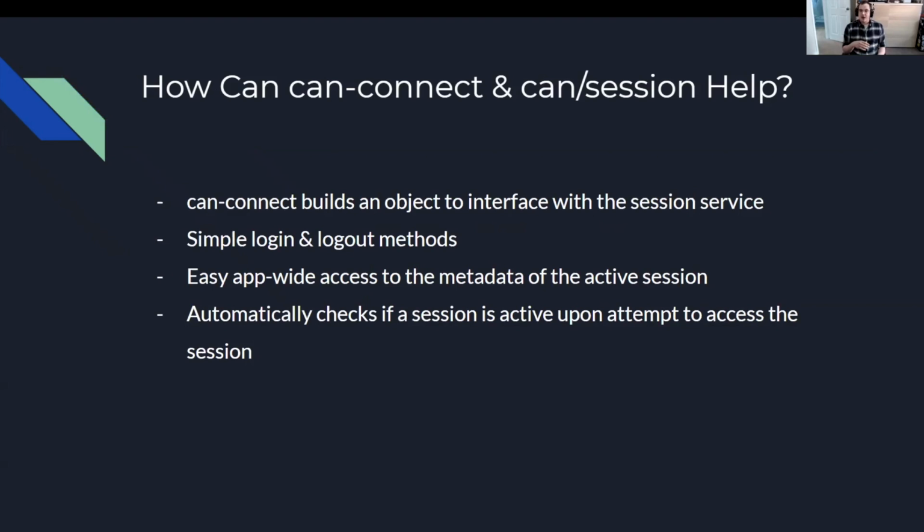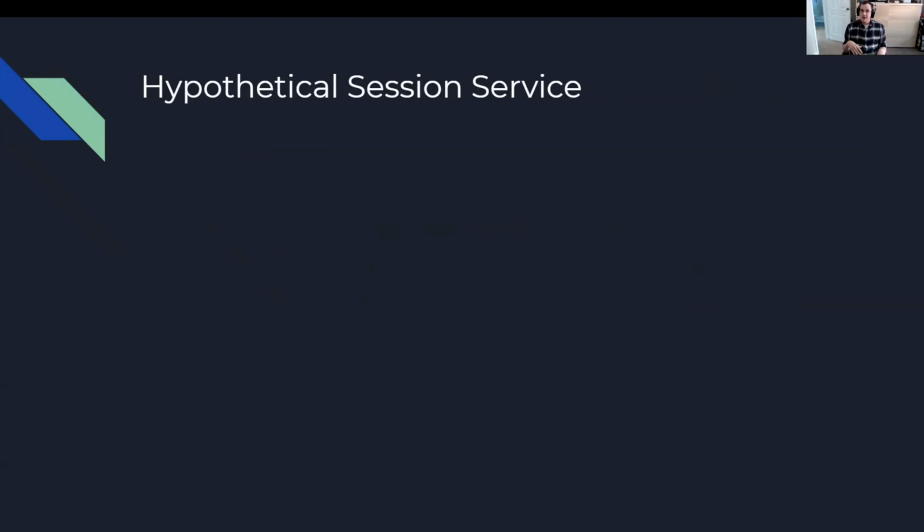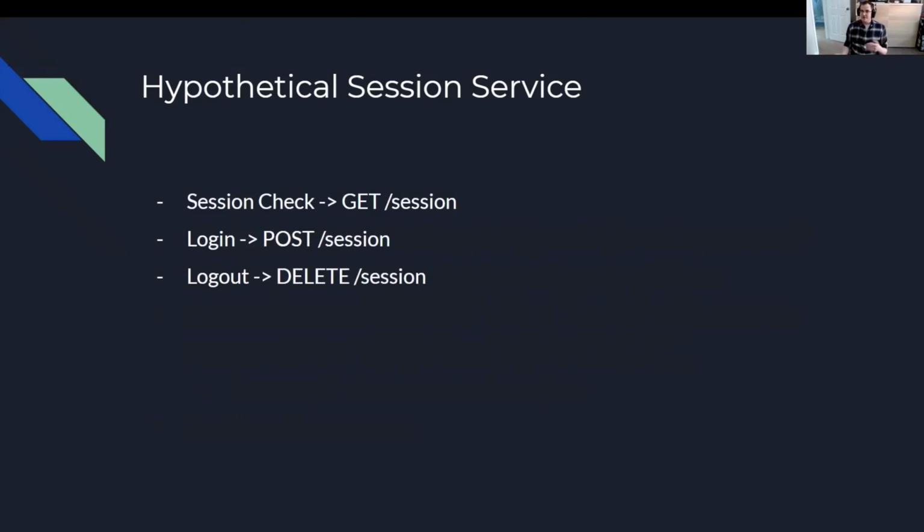So let's take a quick look at what requests to a session service might look like. Of course, what I'm going to show here is hypothetical. Your session services might not look exactly like what I show here. That's fine. Can session can be configured to work with most any collection of endpoints. You'll likely have equivalents to the three following requests, which are a request to see if the session is active. In this case, you're going to make a GET request to /session. You're going to probably have a request to start a new session, in this case, a POST request to /session. And finally, you'll have the DELETE request to end the session, again probably to /session.